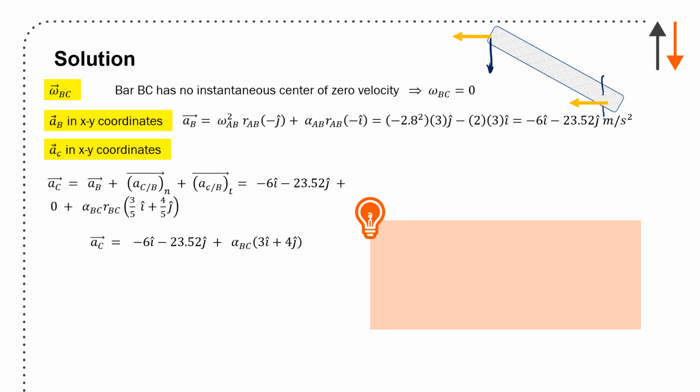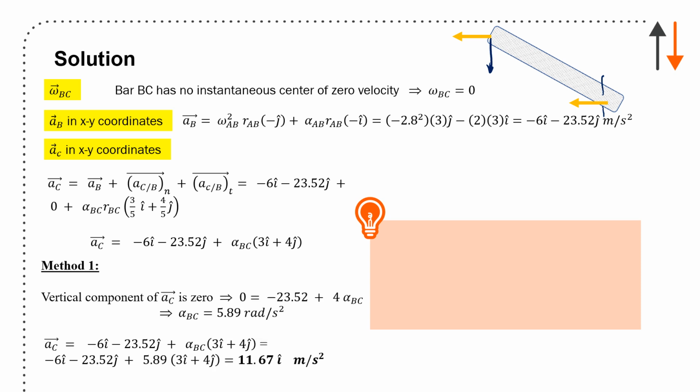AC is going to be a relative velocity expression again, but here I just say AC equals AB plus AC with respect to B, normal and tangential. Add in the component parts, recognize this thing starts from rest, and I have one unknown alpha BC and another unknown AC. So the vertical component of AC is 0, so I can say ACJ equals 0, and I can get alpha BC, and I get AC, which is 11.67 i meters per second.